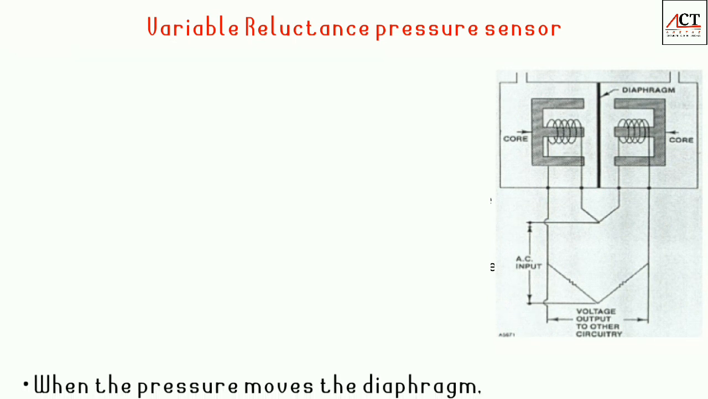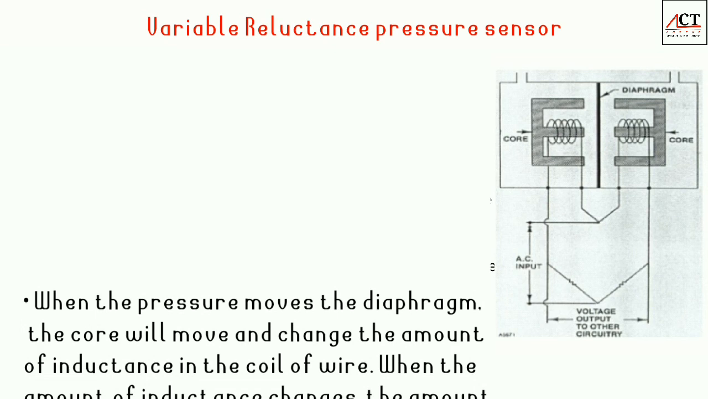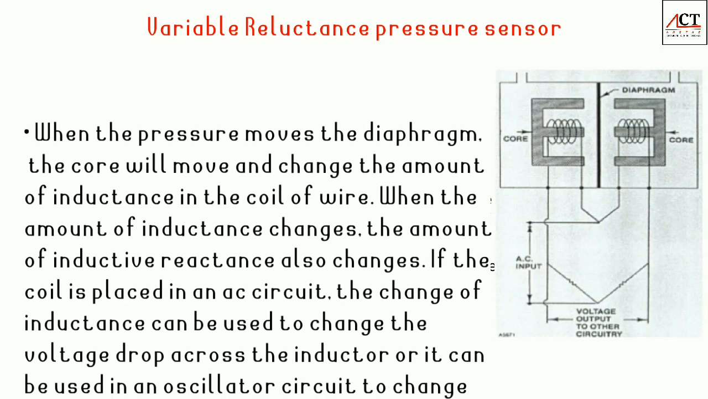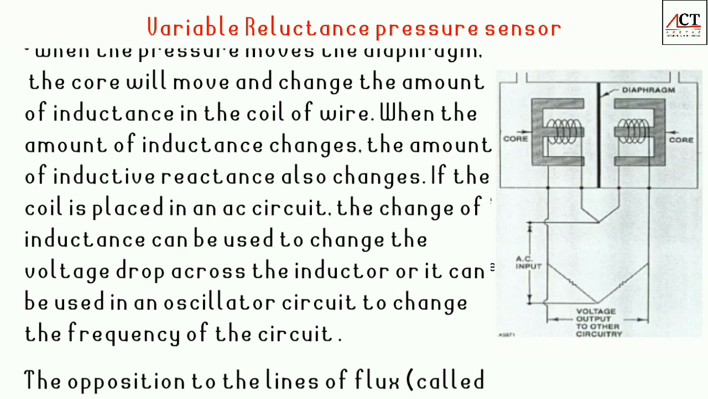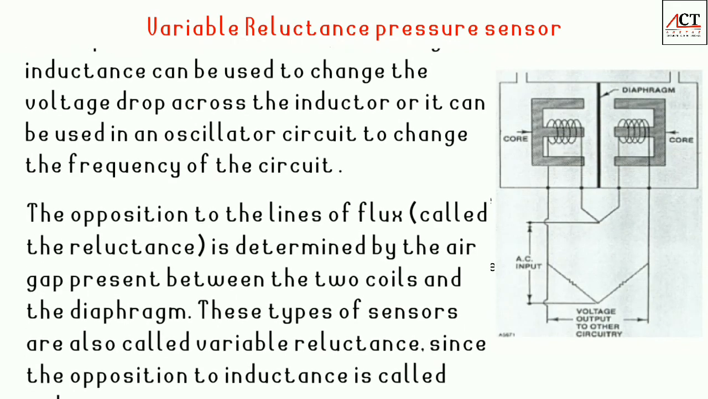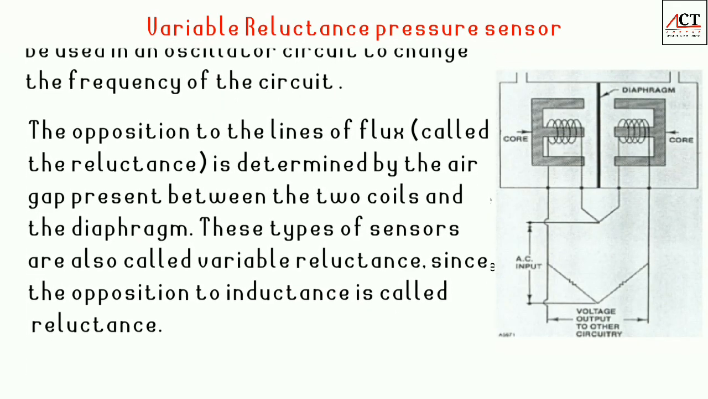When the pressure moves the diaphragm, the core will move and change the amount of inductance in the coil of wire, and hence the inductive reactance. Now, if the coil is placed in an AC circuit, the change of inductance can be used to change the voltage drop across the inductor.